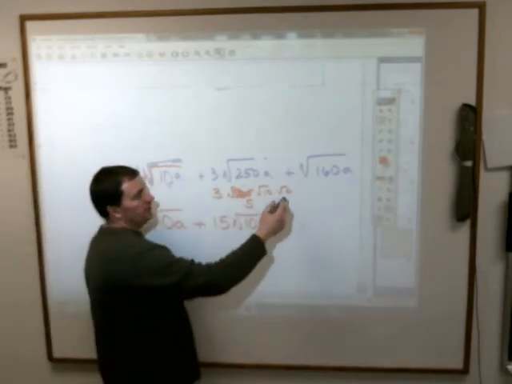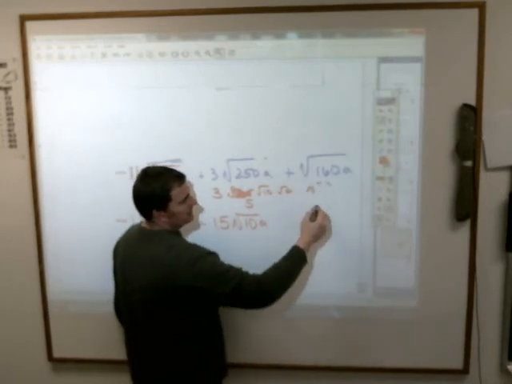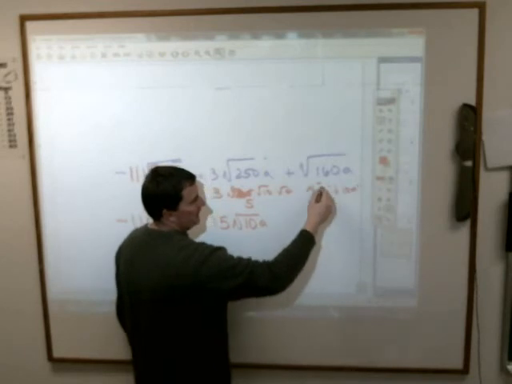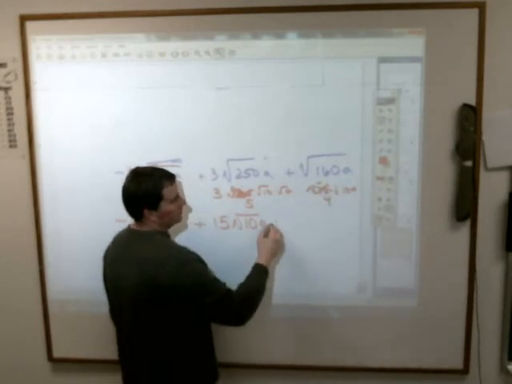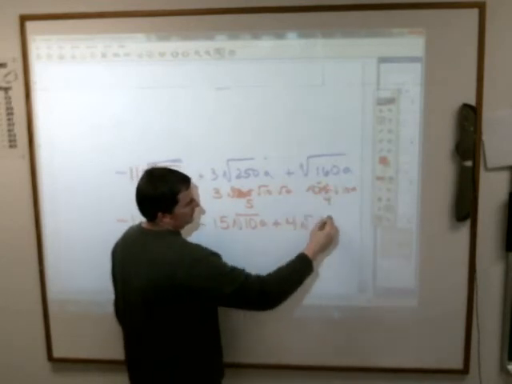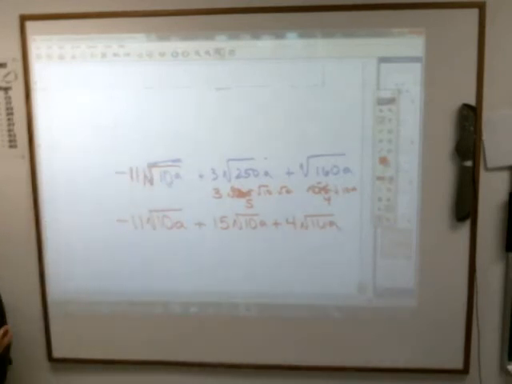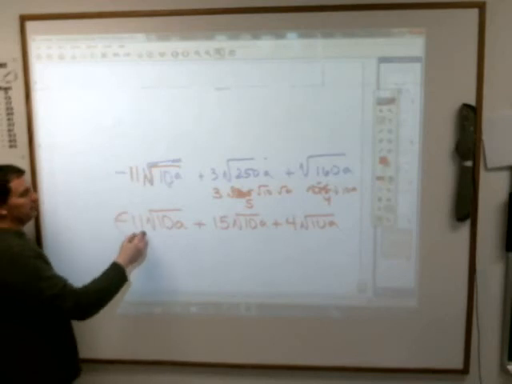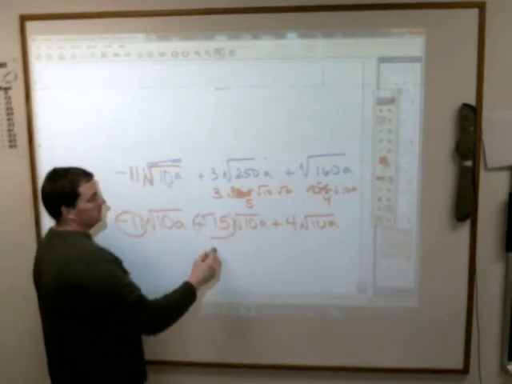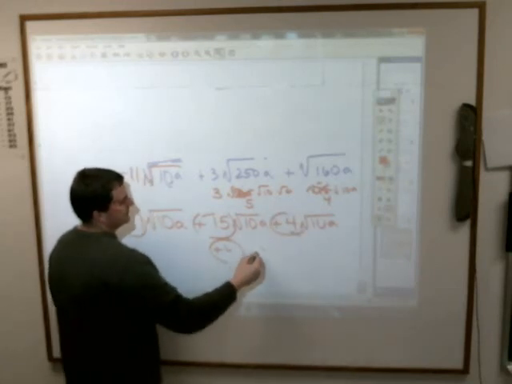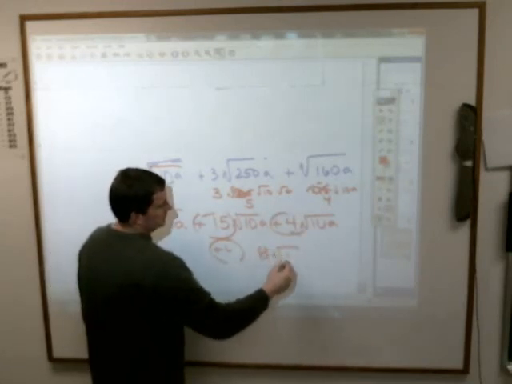All right, same thing over here. This is going to break down into the square root of 16 times the square root of 10 times the square root of a, and that has a perfect square of 4. So it's going to be plus 4 times the square root of 10a. Those are all your square roots of 10a. They're all like terms, so you can take negative 11 plus 15 of them, which gives you 4. 4 plus another 4 is 8 times the square root of 10a.